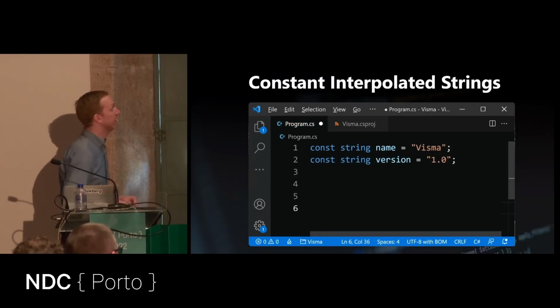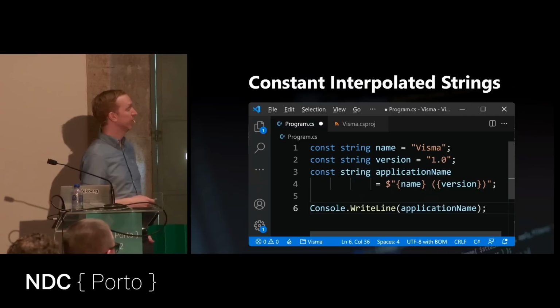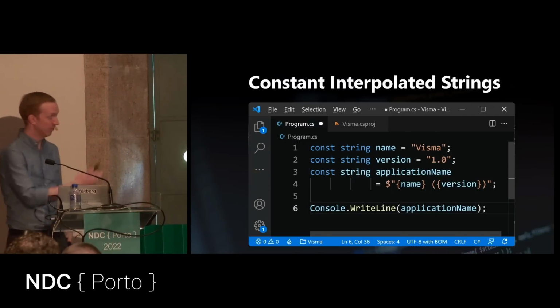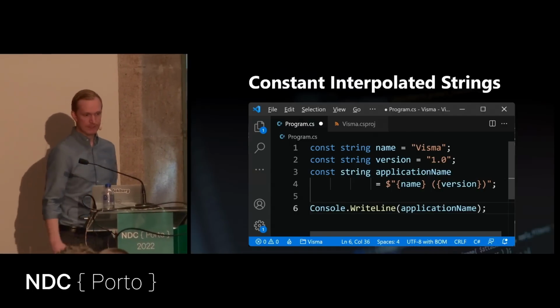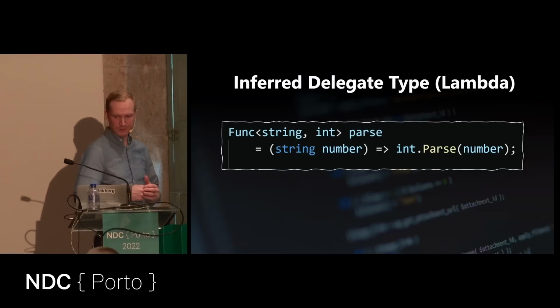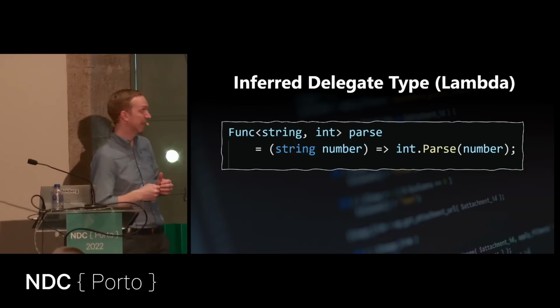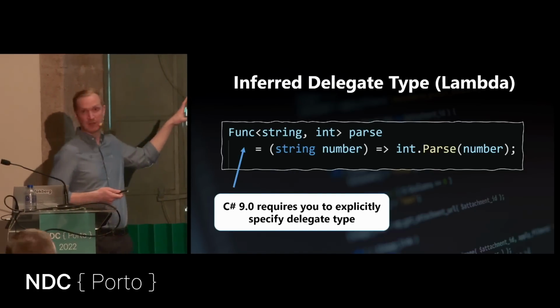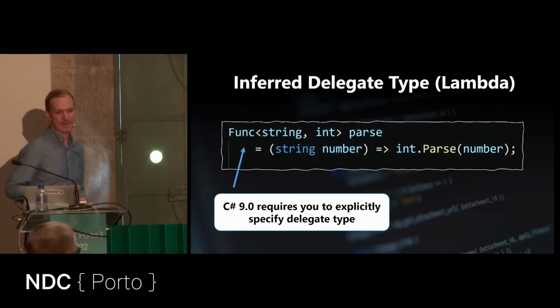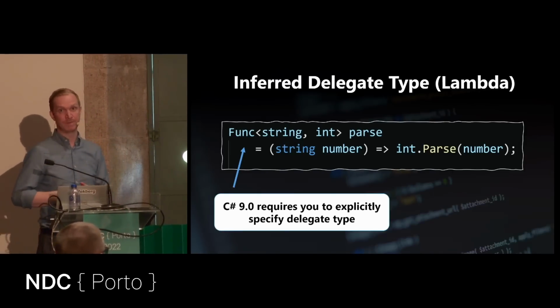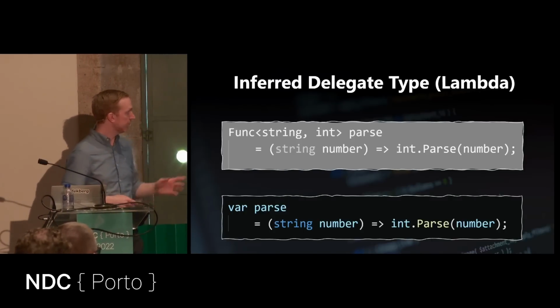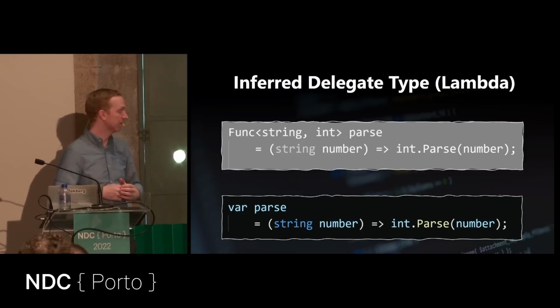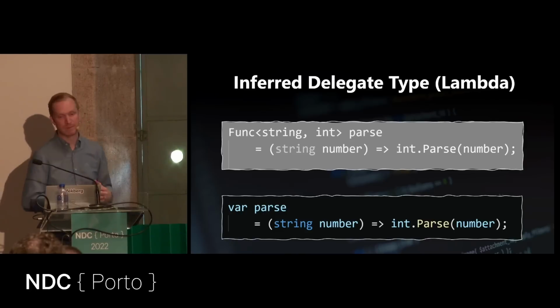They've also introduced constant interpolated strings, so you can use that with string interpolation as well. The cool feature is the inferred type of the lambda. So in C# 9, you had to explicitly declare which type of func you were using. But now with C# 10, you don't have to do that. It's now using the natural type of the lambda.